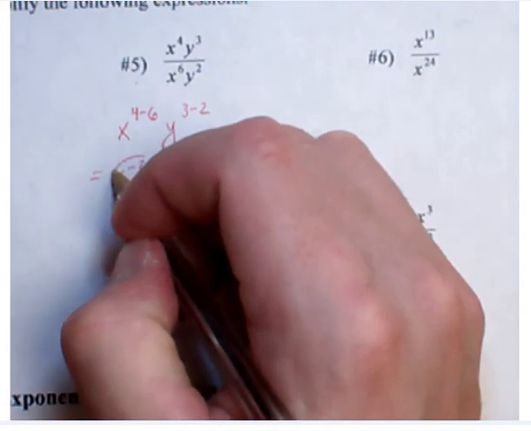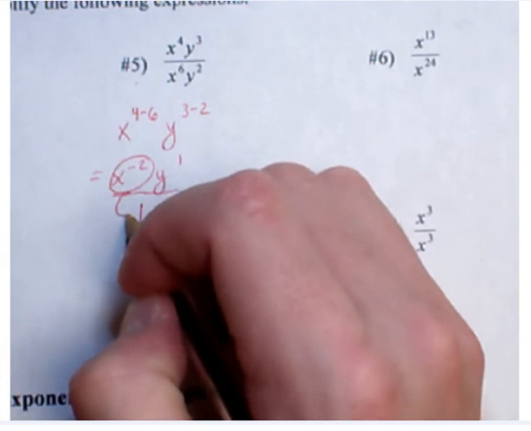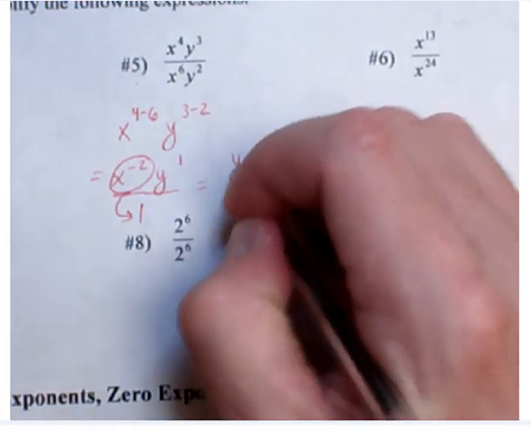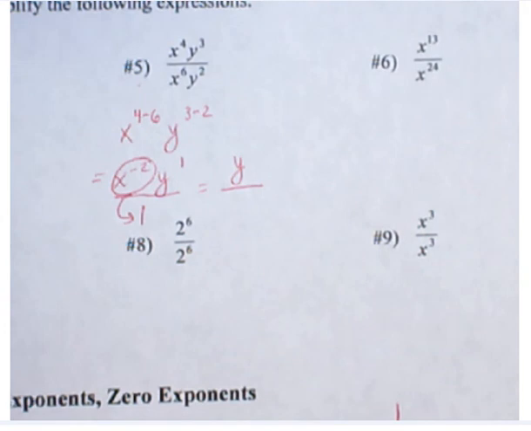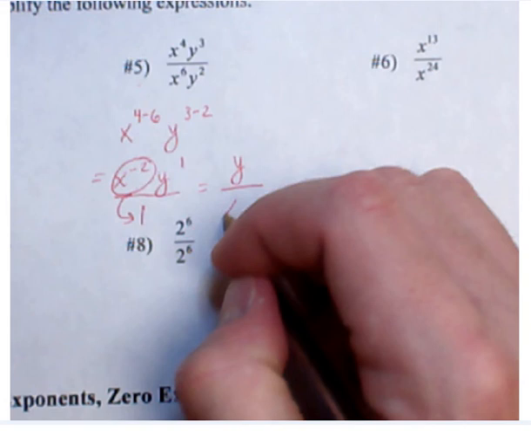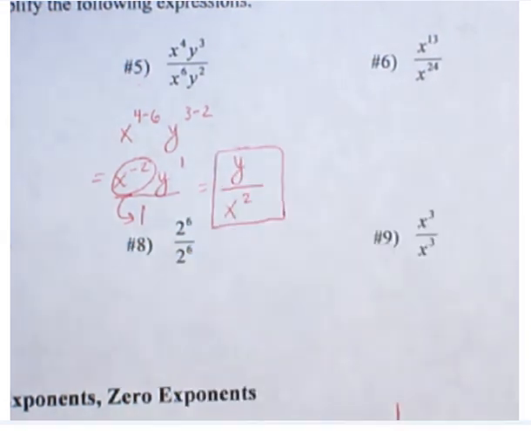If you have a negative exponent in the numerator, all we're going to do is bring it down to the denominator. And so what we get is y to the 1. That stays, because that exponent's positive 1. And then this becomes x to the positive 2. That's the answer.